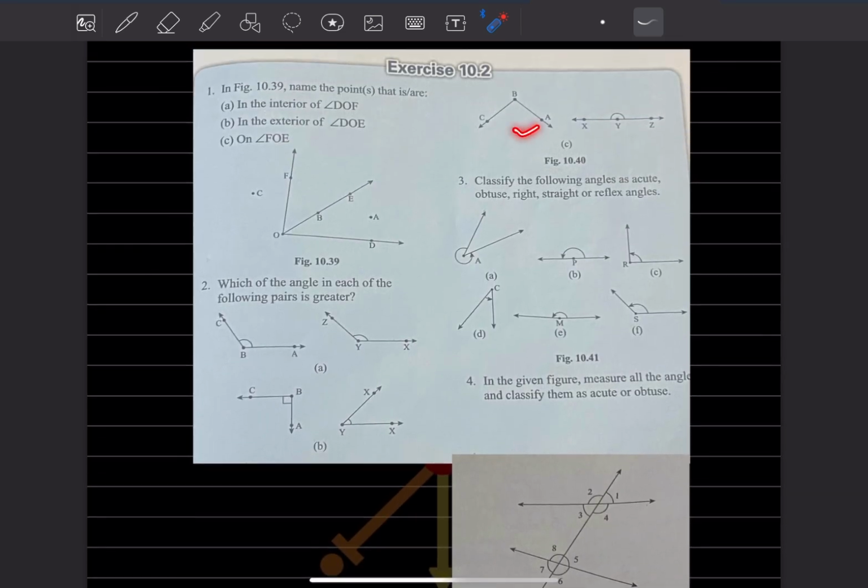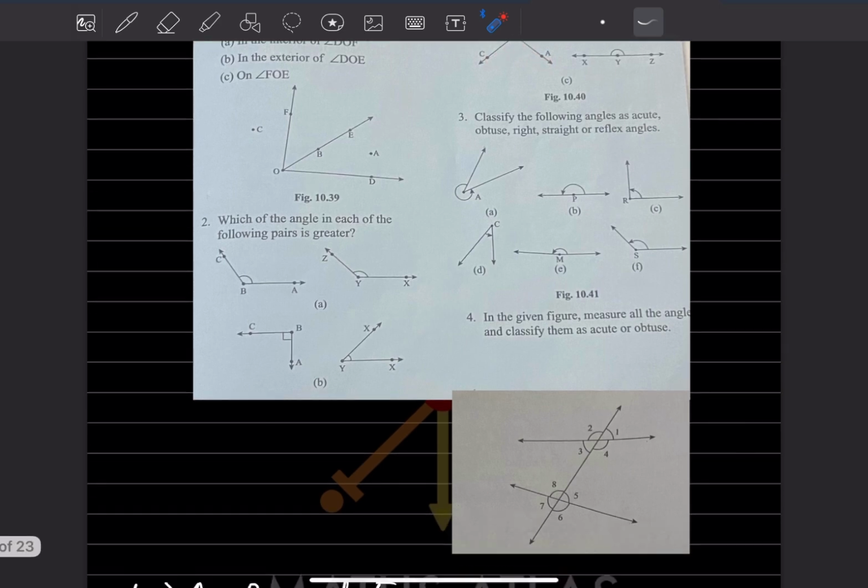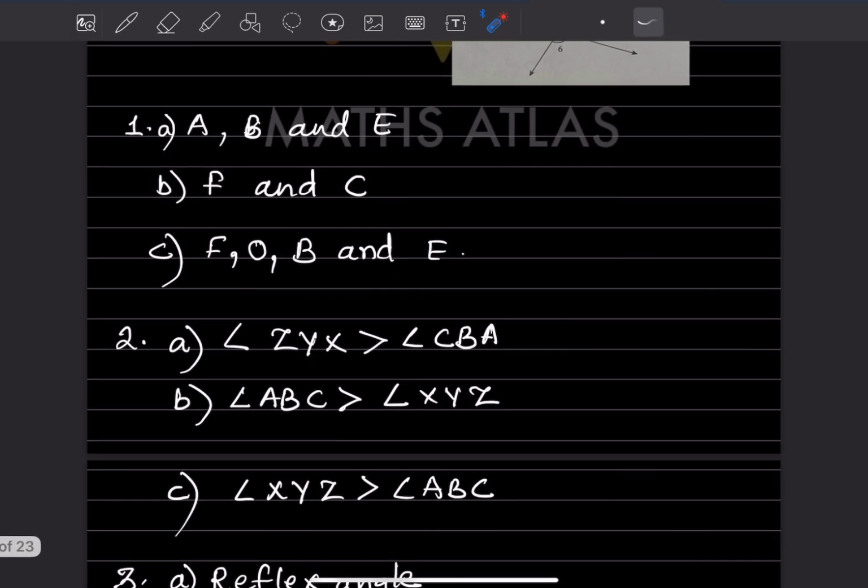So now if we compare these two angles. Whenever this part and this is there, that is going to be 180. And this will be less than 180. So we can say XYZ is greater than this one. We can say ABC or CBA. So this is here.